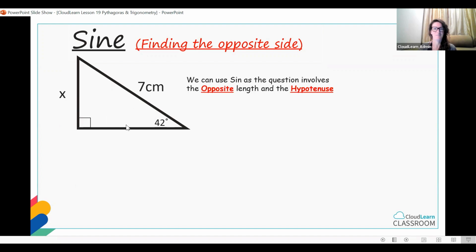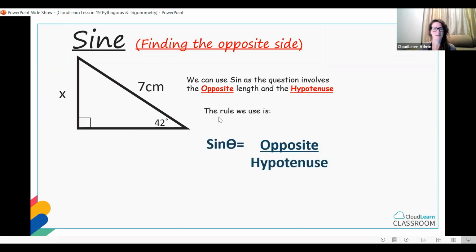I'm going to write my sine ratio out. Sine theta is opposite over hypotenuse. Then I'm going to substitute all those details in. So 42 is the angle. Sine 42 is equal to the opposite side, that's x, divided by the hypotenuse, that's 7. And now I just need to go ahead and rearrange this.